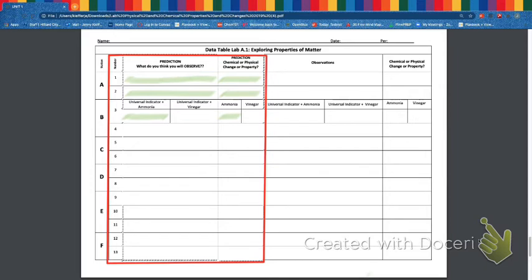So the second part of activity 3 is we're going to do the same thing. We're going to add universal indicator, but this time we're going to add it to vinegar. Okay, so tell me what you think you're going to see. Is it going to turn red, blue, or green? And then tell me whether this is a physical change, a chemical change, physical property, or chemical property.